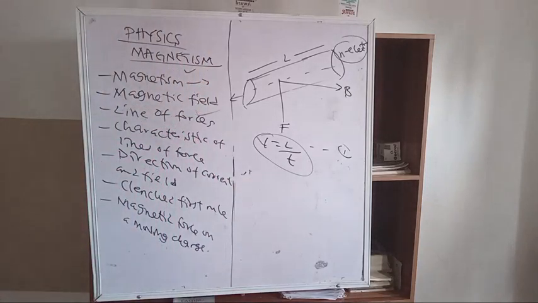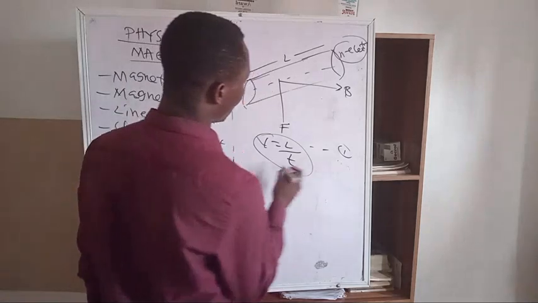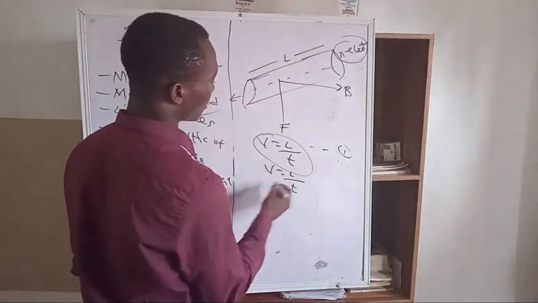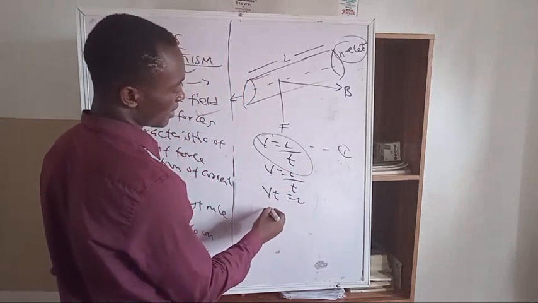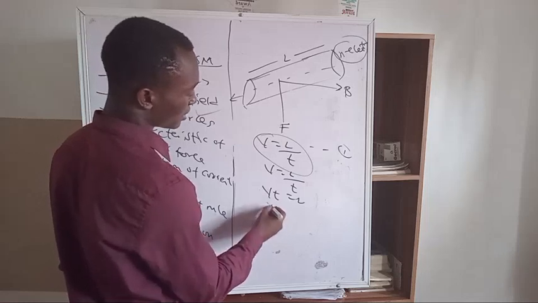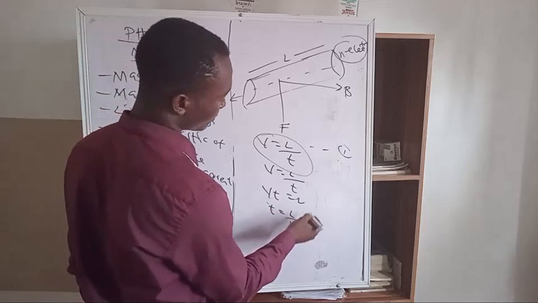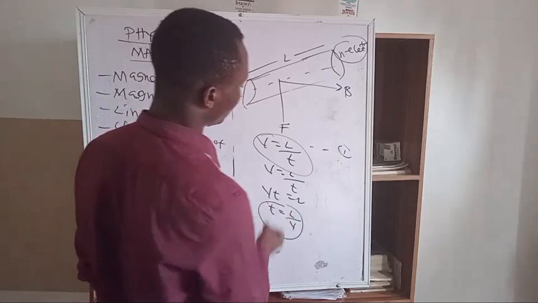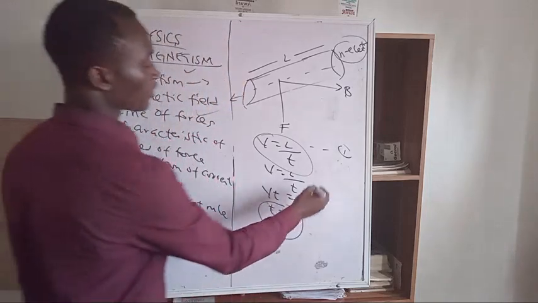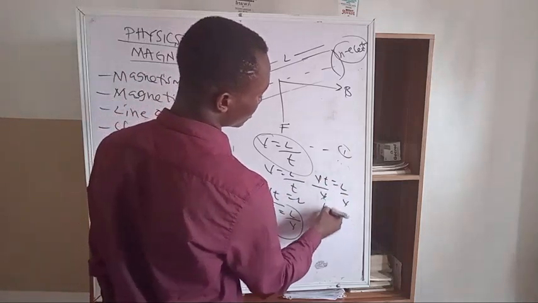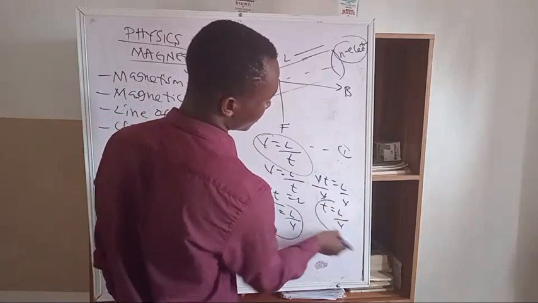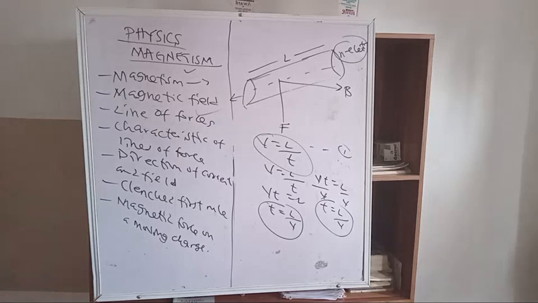If that's the velocity, which is v is equal to L over t, then what is going to be the value of t? If you make the time taken by the electron the subject of the formula, from v is equal to L over t, we have vt is equal to L. Then t is equal to L over v. What I just did was to divide both sides of vt is equal to L by v, and this cancels the v, so t is equal to L over v. That is the value of the time taken by the electron.